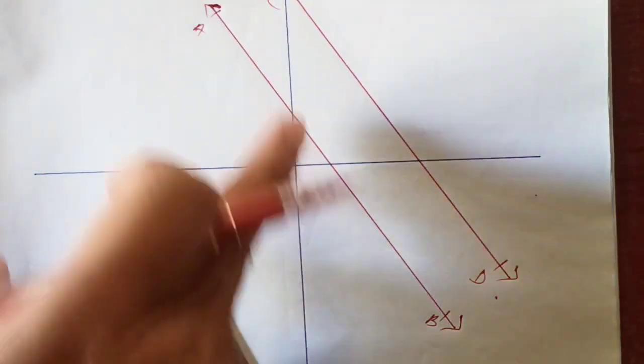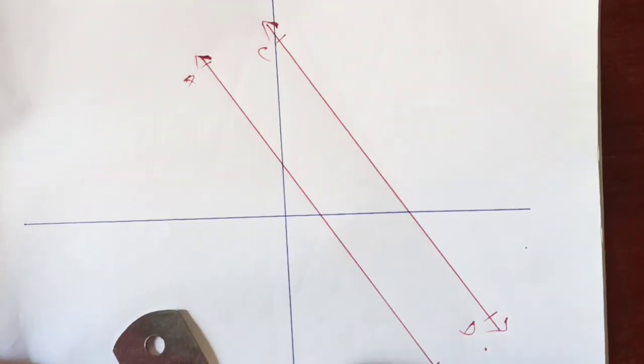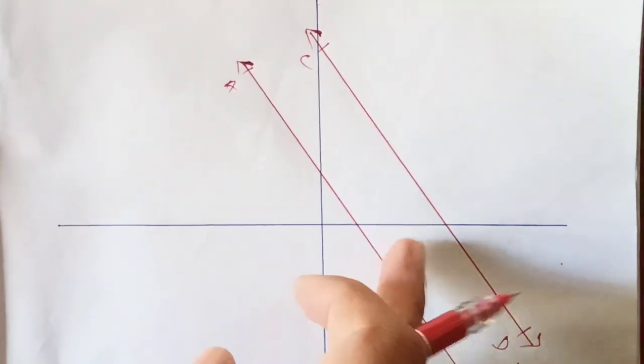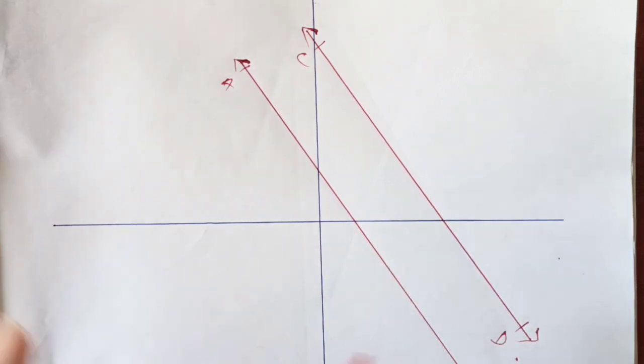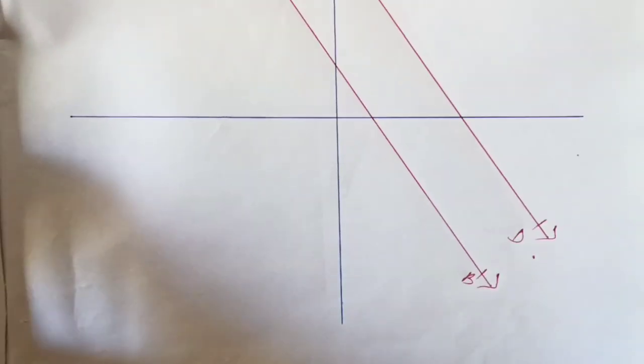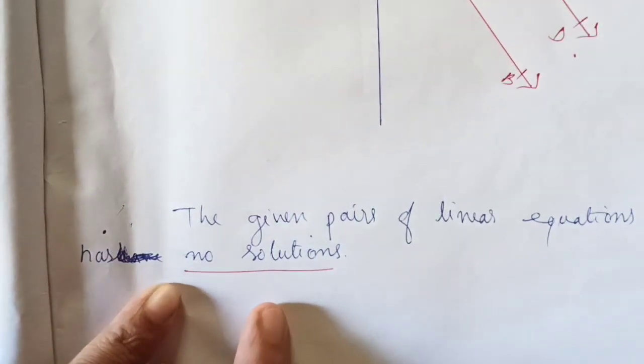So we can clearly know that AB line and CD line, they are parallel to one another. So it means that AB is parallel to CD. Such type of graph, we call it no solution. That means they will never intersect, they will never touch each other. Such type of graph, we call it no solution.